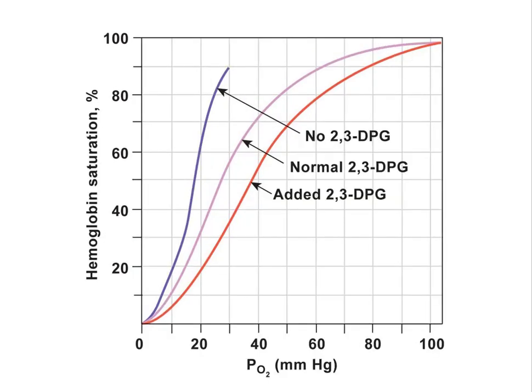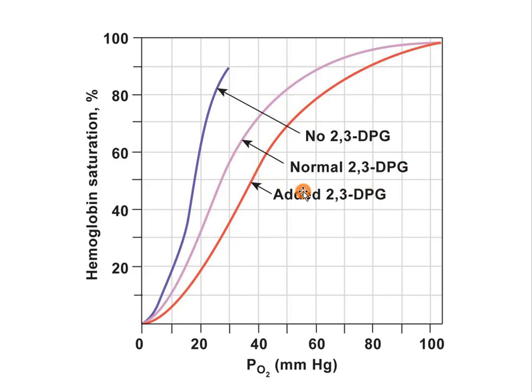The last one here that I want to show you is 2,3-DPG. So let's say we have normal 2,3-DPG. What is that? 2,3-diphosphoglycerate. That's what 2,3-DPG is. It's a glycolytic intermediate. Now this is showing you experimentally when people add or there's no 2,3-DPG. But 2,3-DPG is a normally occurring metabolite as part of glycolysis.